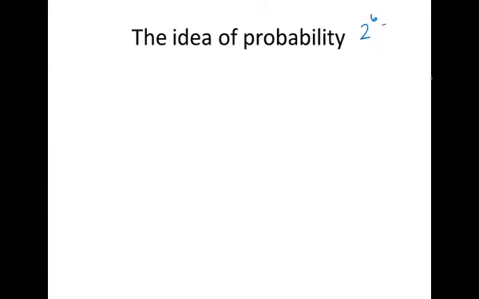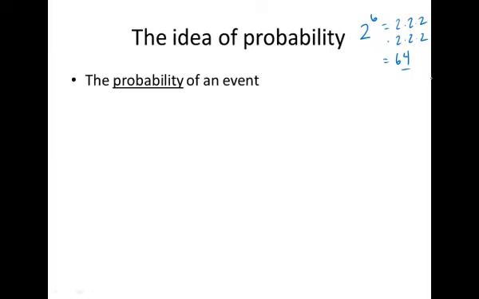2 to the 6th would be 2 times 2 times 2 is 8, times 2 times 2 times 2 is another 8, so 64. So there will be 64 events, right? So what we can do now is take that idea and apply it to probability.